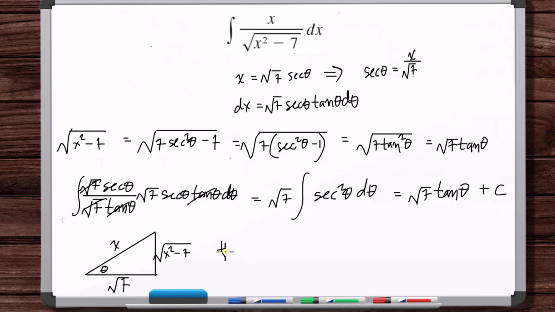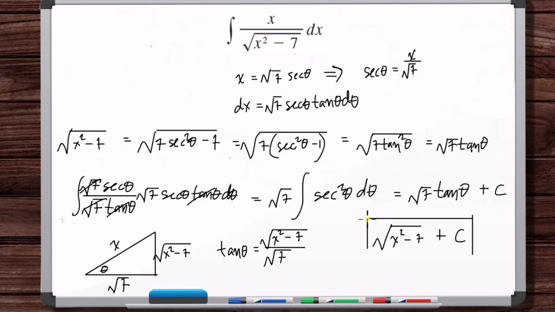Okay, so therefore tangent theta is equal to opposite over adjacent. So now plugging this in, the root 7s cancel. And there we go. Okay. Now obviously, u substitution was much faster and easier, but still, this is helpful to go through this to learn the process.